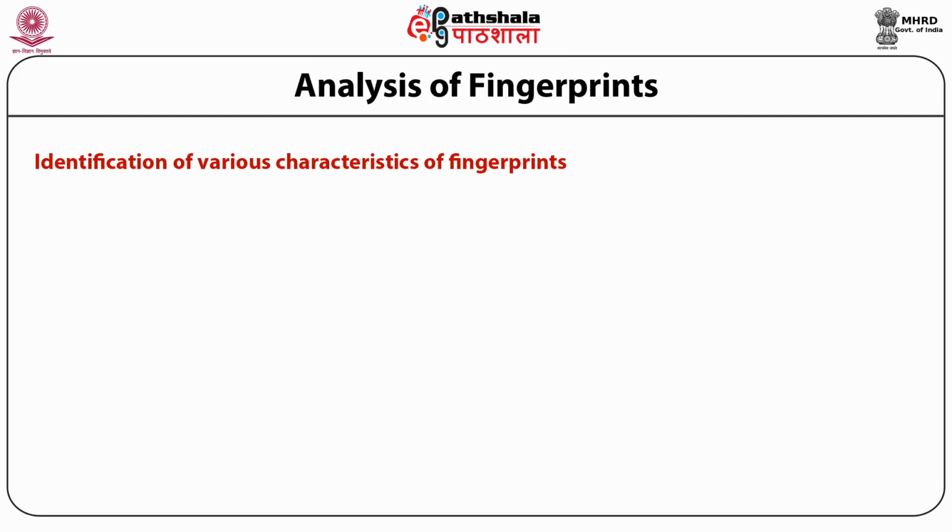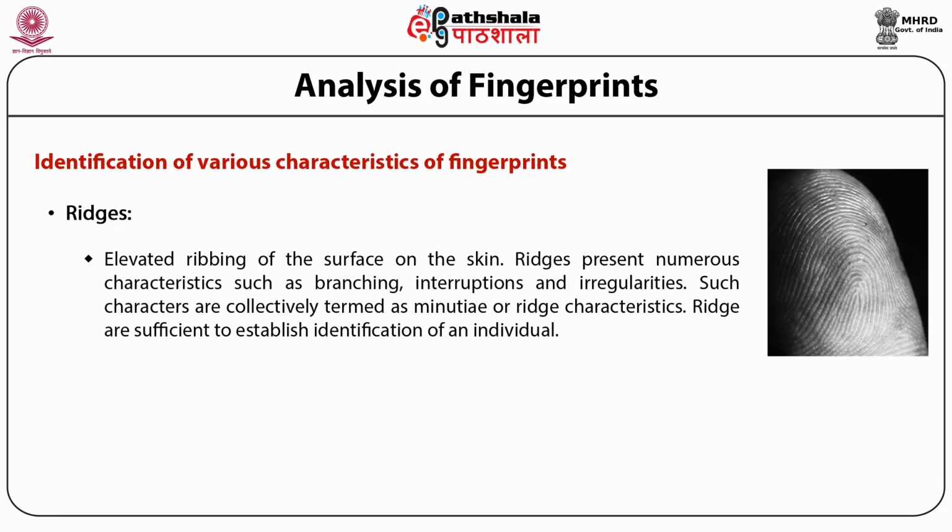The first feature is ridges. Ridges are elevated ribbing of the surface separated by grooves called sulci. Ridge skin, along with the palmar and plantar surface, also occurs over the tip of the fingers. Ridges present numerous characteristics such as branching, interruption, and irregularities. Such characters are collectively termed as minutiae or ridge characteristics.